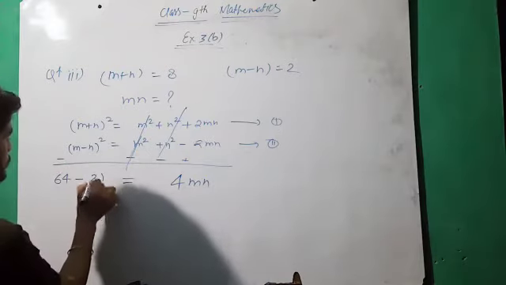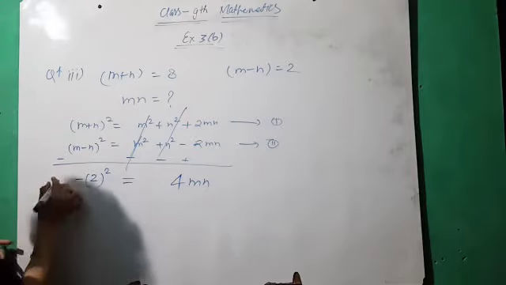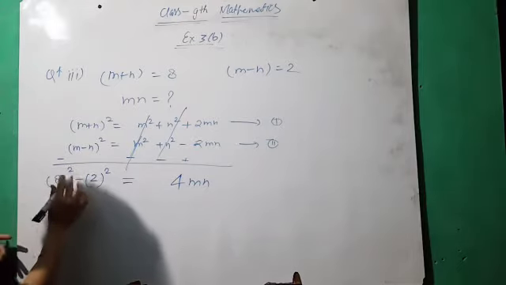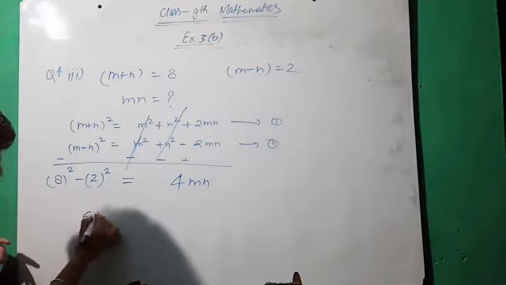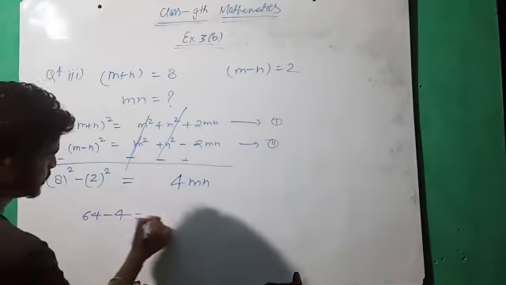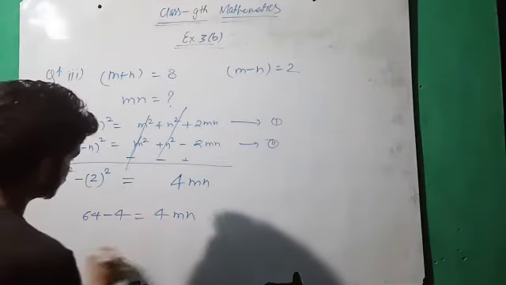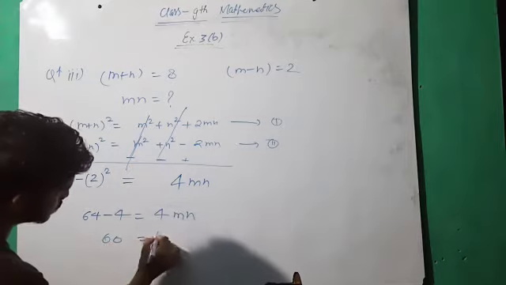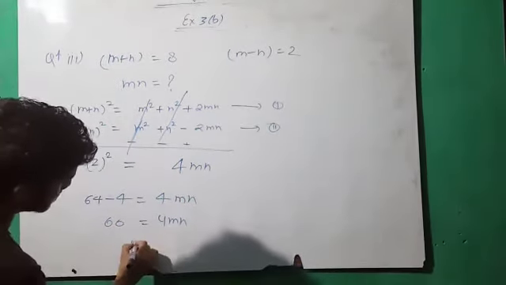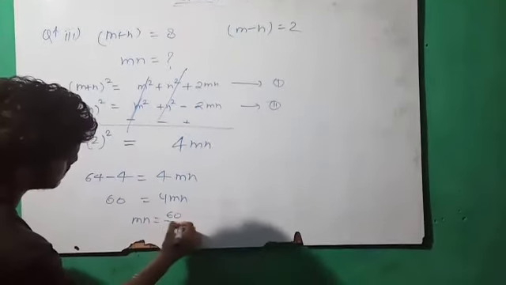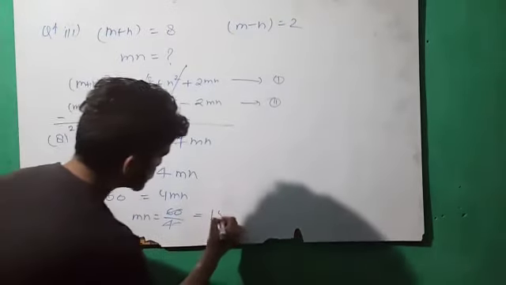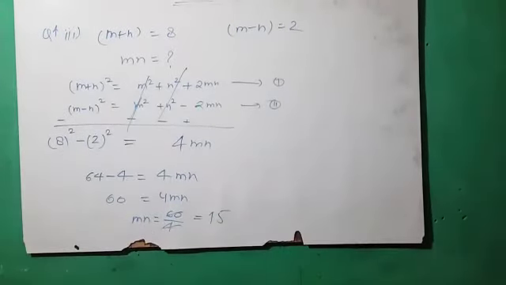2 square. 2 square is 4. This is 8 square minus 2 square. So 8 square 64 minus 2 square 4 equal to 4mn. So this is 60 equal to 4mn. So what is the value of mn? mn equal to 60 upon 4, that is 15. So value of mn equal to 15.